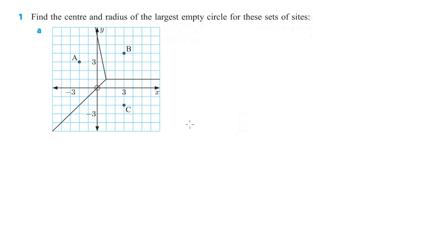First one we're going to take a look at here is number 1. Find the center and radius of the largest empty circle for these sets of sites. So really on this, all we need to do is just find the distance from the vertex, since there's only one, to any one of these three sites.